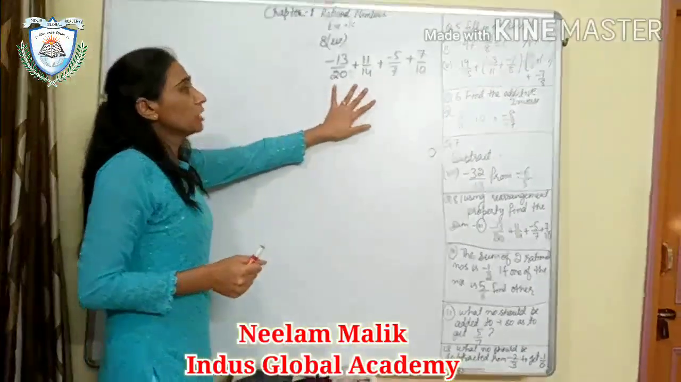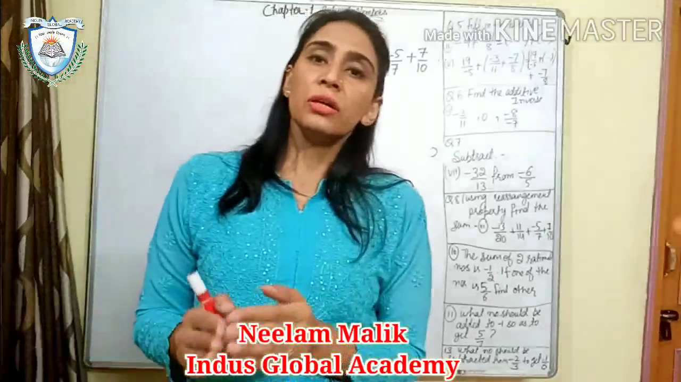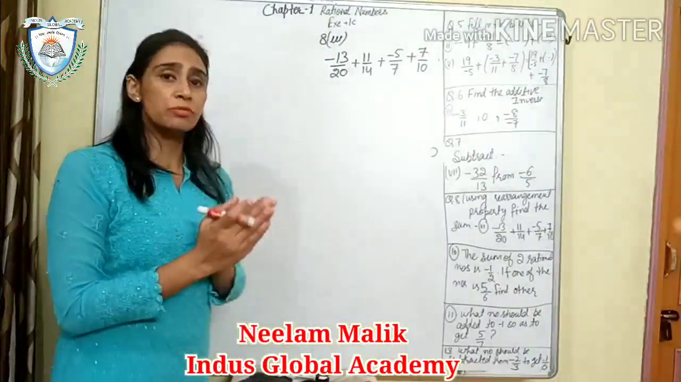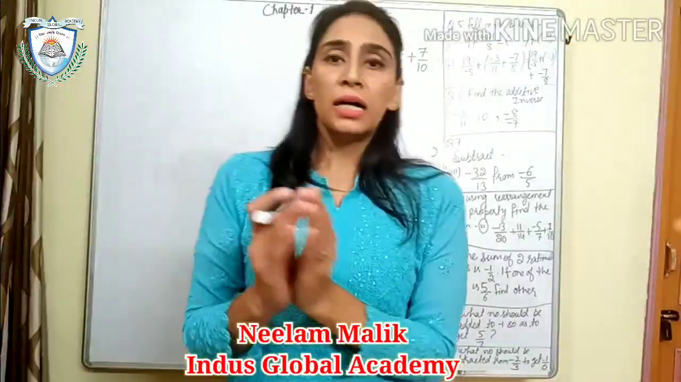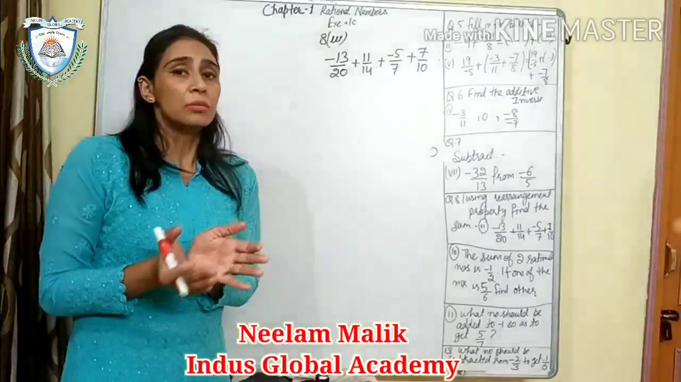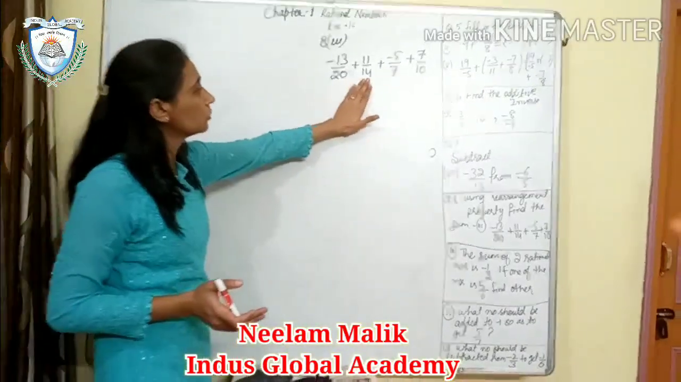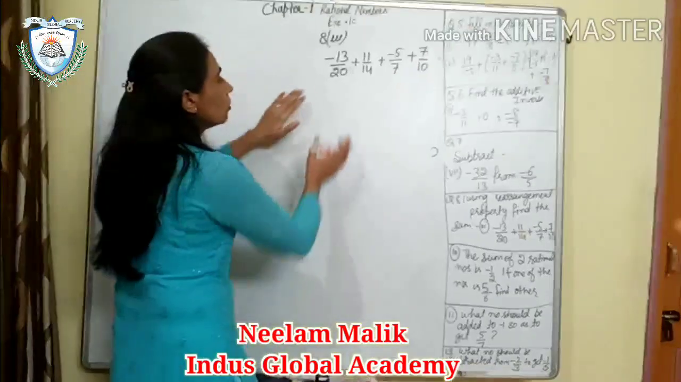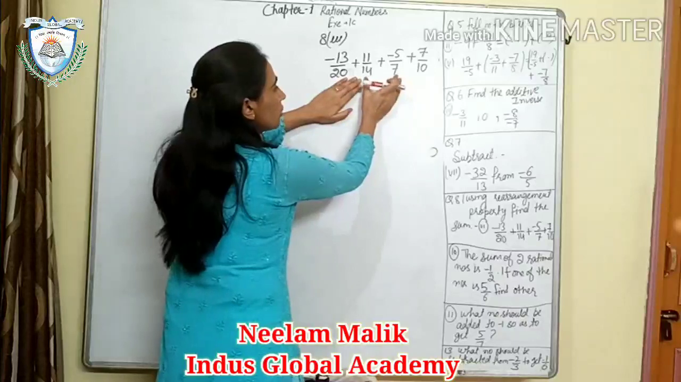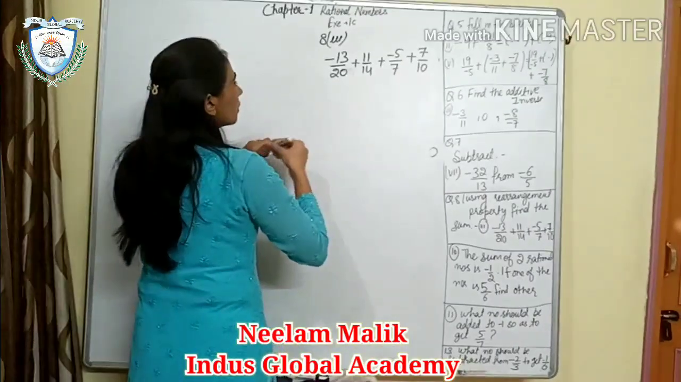Look at the denominator. The rational numbers that have the same denominator, we will take them together and solve them first. The other numbers that have the same denominator, we will take together. Means we will take them in pairs. Suppose here is 10, here is 14, 7 and 10. So I will take 20 and 10 together, and 7 and 14 together. So let's do this.